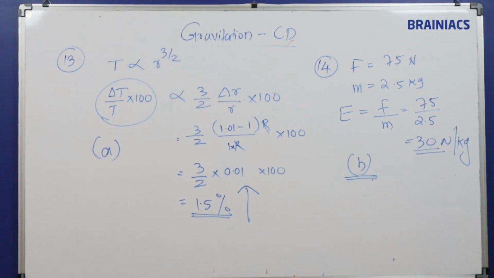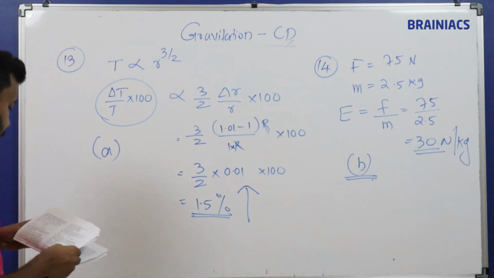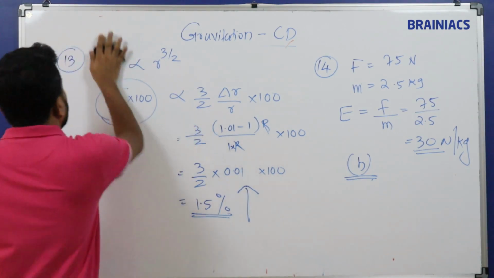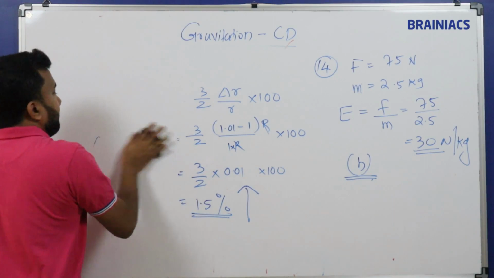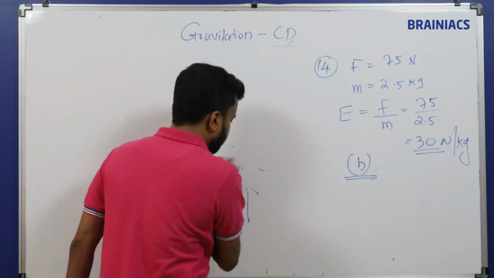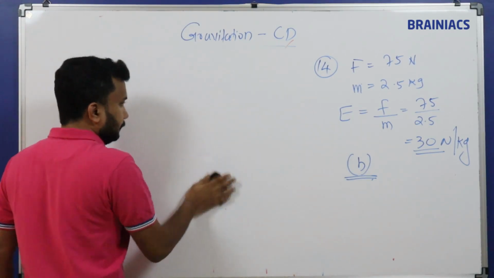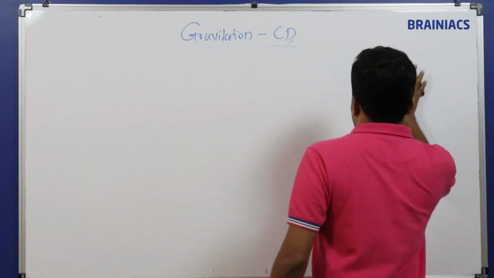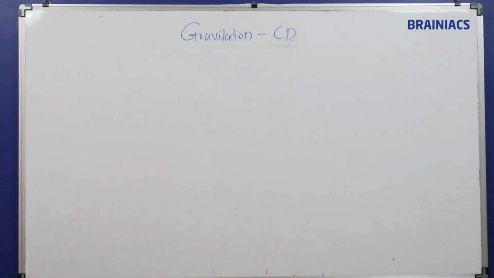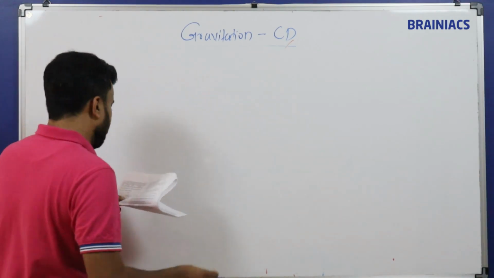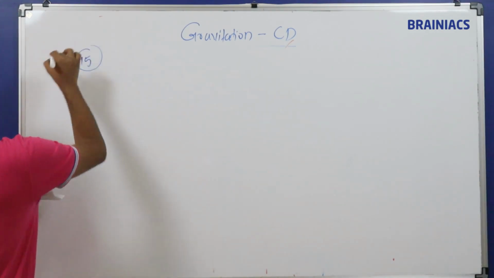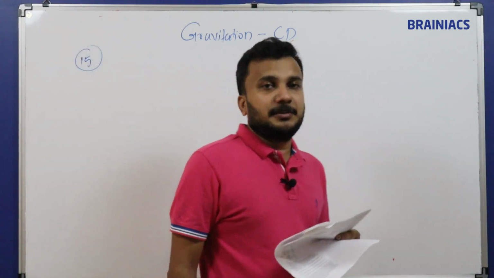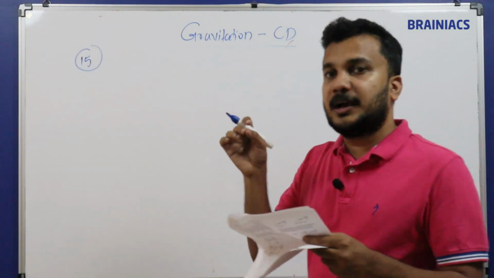Fine. Let's move ahead with our next question, the 15th. At what height vertically above the earth's surface does the acceleration due to gravity become 1% of its value on the surface?